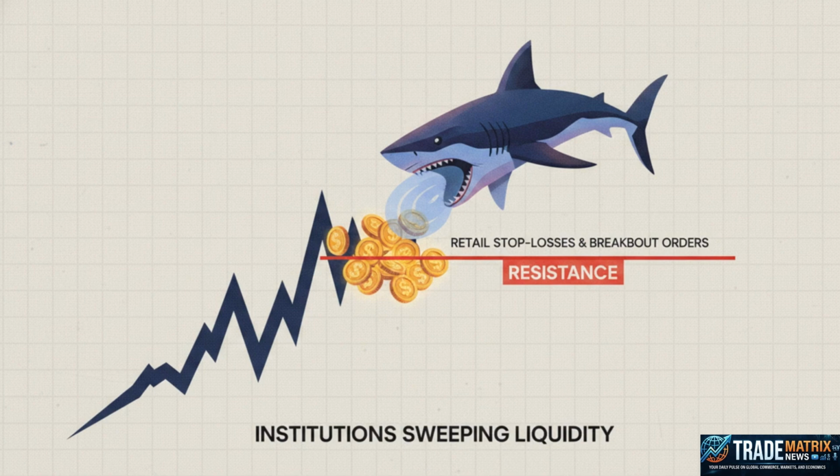Smart money purposely pushes the price up just to trigger those orders. They sweep that liquidity, feast on it to fill their own massive sell orders, and instantly reverse the market. It's a liquidity hunt, pure and simple.